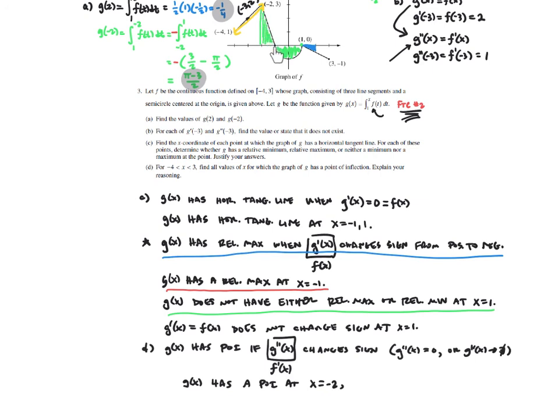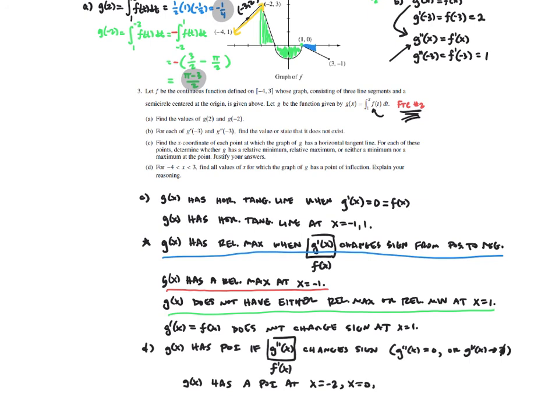Okay, it looks like g double prime or f prime does not exist here at x equals negative 1, but we don't change sign because f prime is negative and then does not exist and is still negative. So we got to be careful there. That is not a point of inflection at x equals negative 1. Okay, so f prime, slope of f, is negative, negative, negative, 0. So here f prime is 0, which means g double prime is 0. And we change from f prime being negative to f prime being positive. So there's a point of inflection at x equals 0.